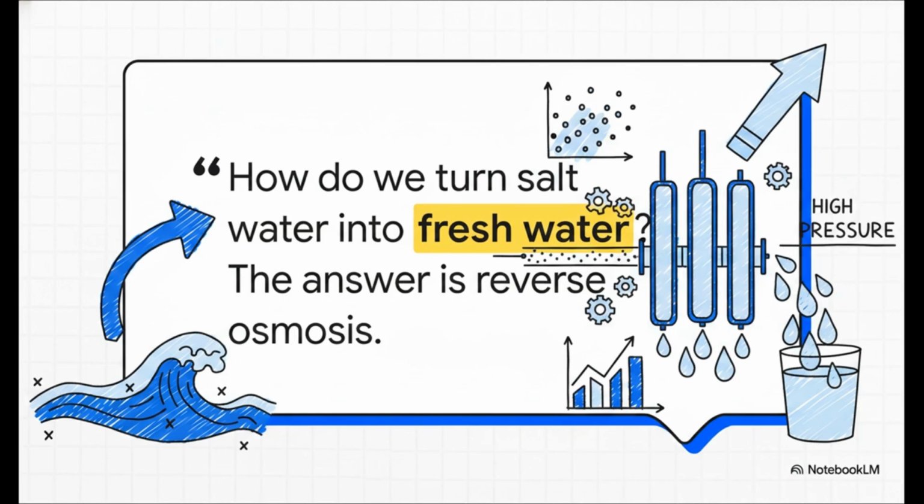The answer is reverse osmosis. Basically, this process relies on incredibly high pressure, forcing water through a semi-permeable membrane. Think of this membrane as the ultimate gatekeeper. It lets those pure water molecules pass right through, but it aggressively rejects salt ions and other contaminants. The stakes are massive here, guys. Reverse osmosis is absolutely essential for our global water future.